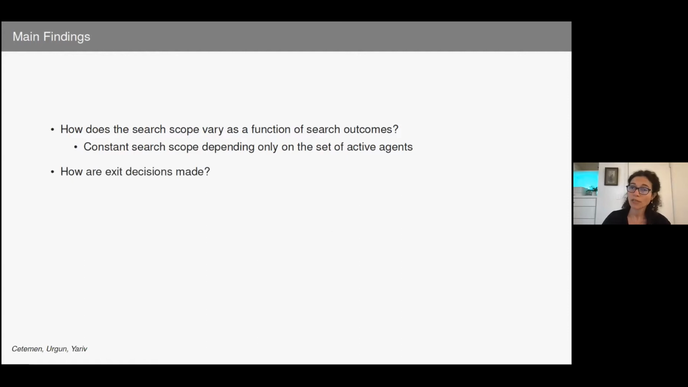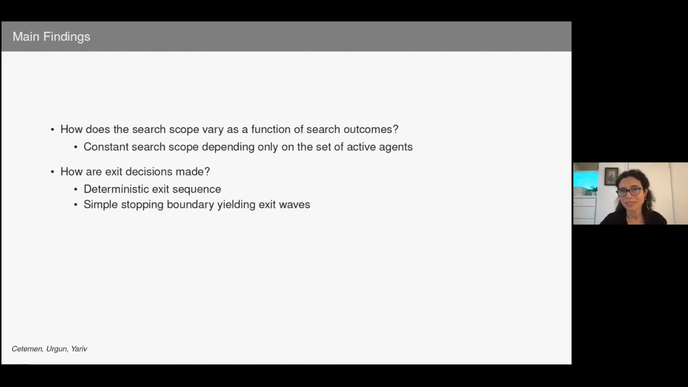In terms of exit decision, when do people actually stop search in this collective process? We'll see that there's a deterministic exit sequence, which occurs at random times. And there's a simple stopping boundary that actually governs these exit waves that we'll see. So by exit wave, what I mean is that once one agent terminates her search, a bunch of others will follow suit immediately.